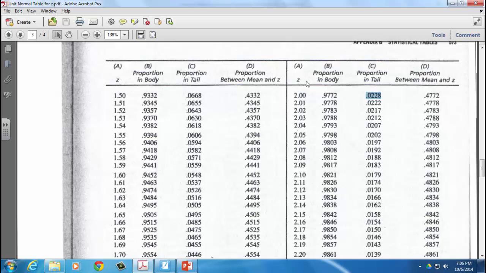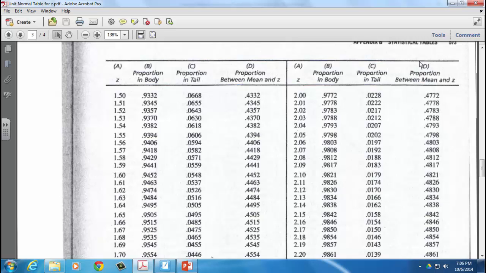Now, if we wanted to know the probability of randomly selecting any score with a z-score less than 2, then we'd be looking at the body, and that would be our probability. And if we wanted to know the probability of randomly selecting a score that had a z-score between 0 and 2, or between the mean and whatever that score is, if the z-score was 2, that would be our probability, 0.4772. Remember, probability and proportions can be used interchangeably.